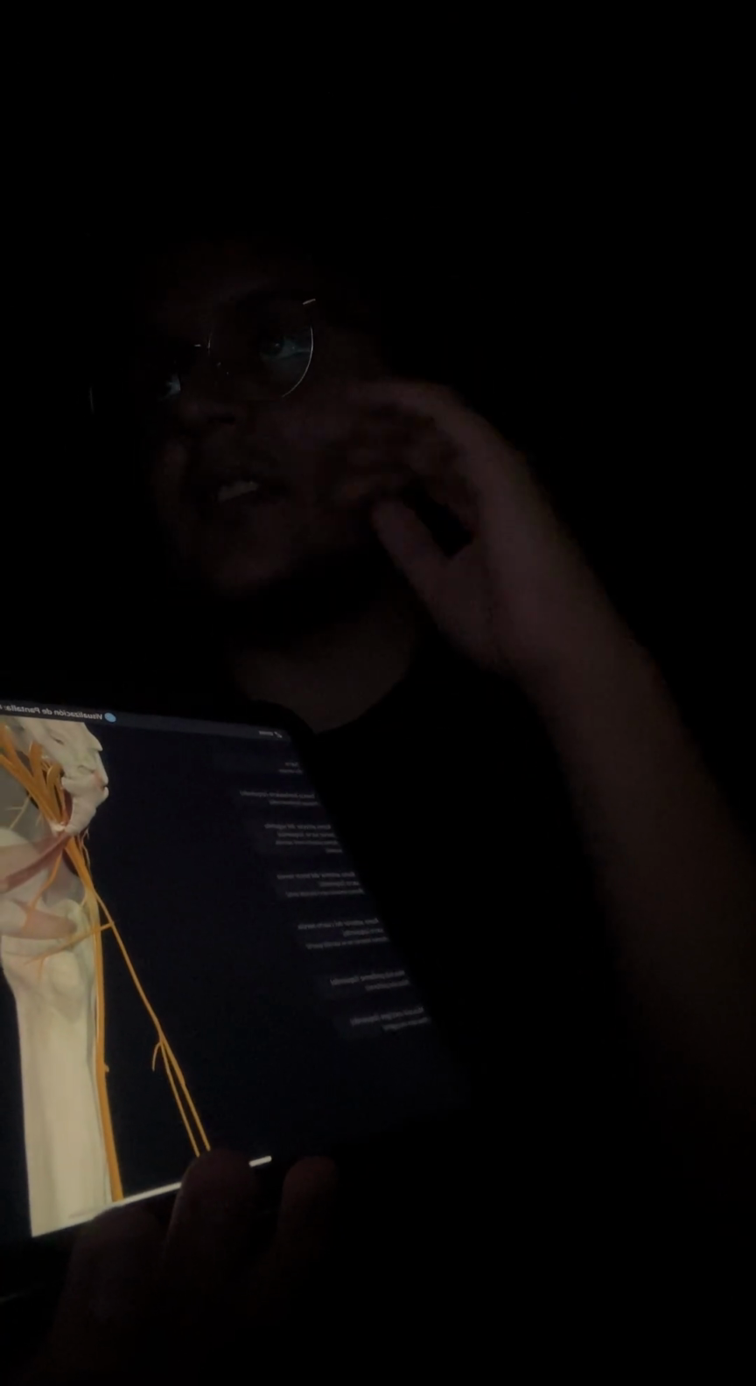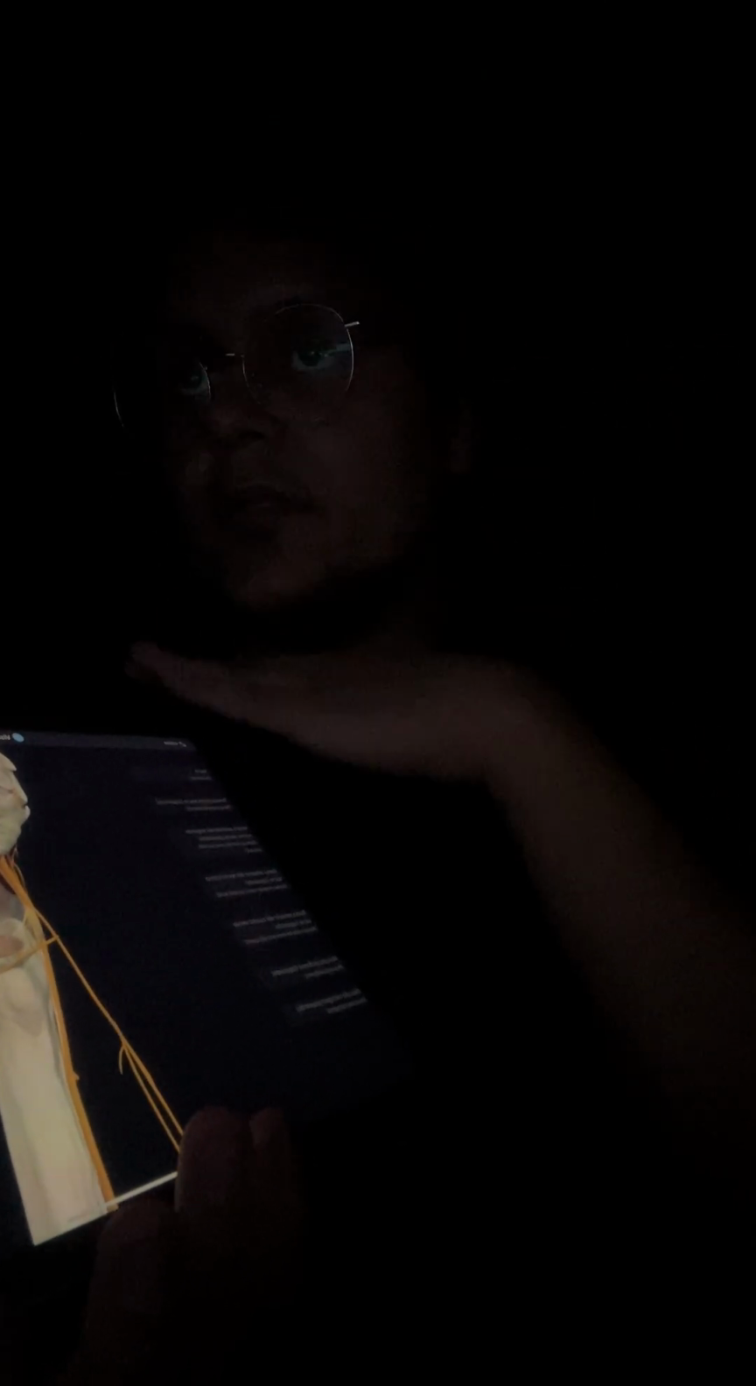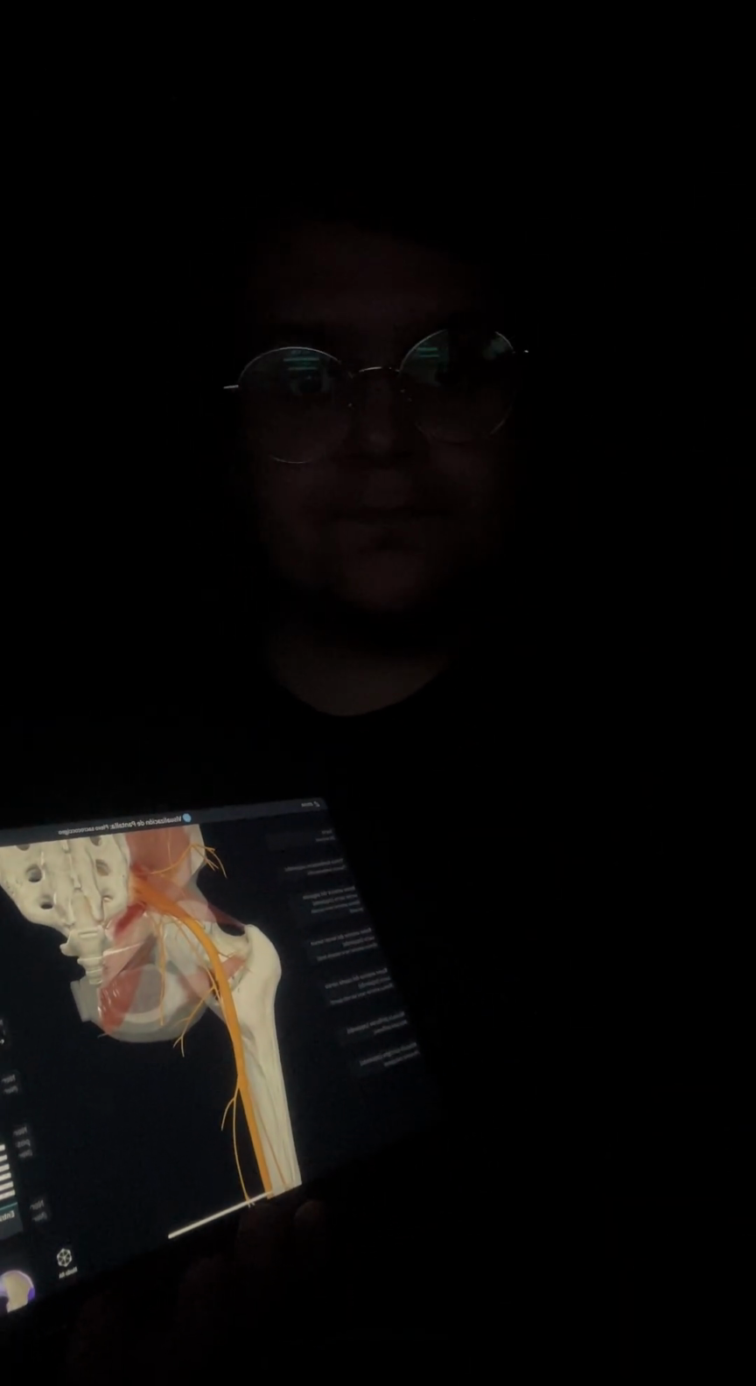Through the greater sciatic foramen below the piriformis, the pudendal nerve provides motor and sensory supply to the perineum, and the superior and inferior gluteal nerves innervate the gluteal muscles. Additionally, autonomic fibers from the pelvic splanchnic nerves contribute to the innervation of the pelvic organs, being essential for visceral functions.